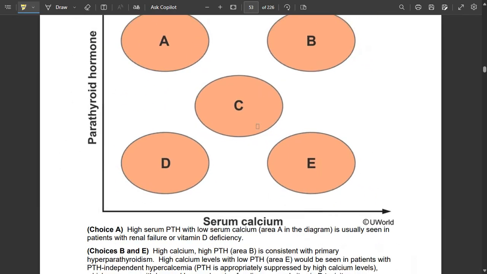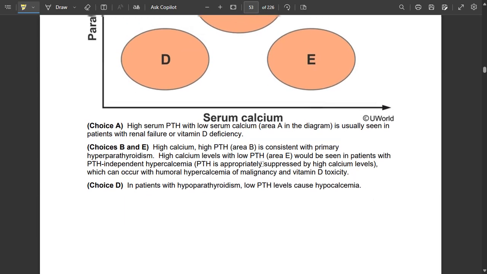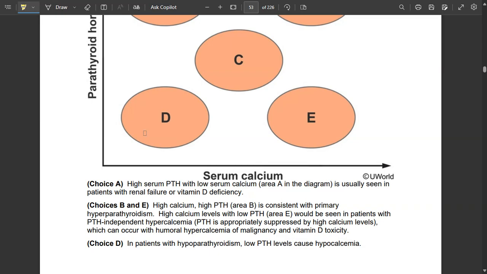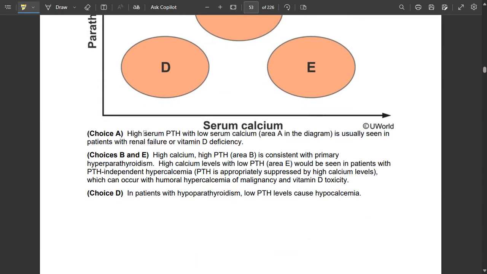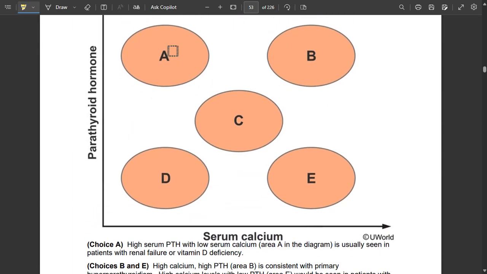Okay, this is a question on parathyroid hormone, with options A, B, C, D, and E. Consider high serum PTH with low serum calcium. In area A, serum calcium is very low, phosphorus is very high, and PTH is very high.